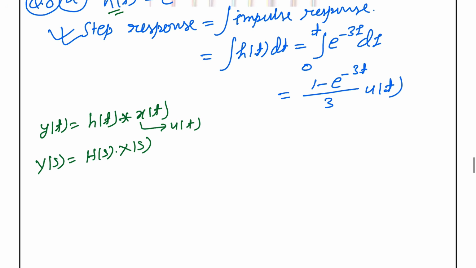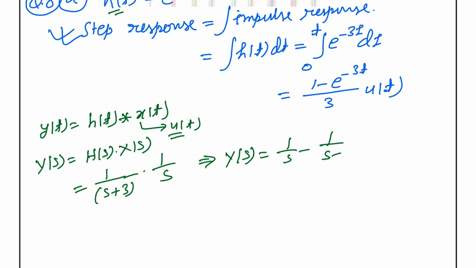Now, what will be the h of s? It will be simply 1 by s plus 3, and the x of s will be the Laplace of u of t, which is 1 by s. So, y of s can also be written as 1 by s minus 1 by s plus 3, whole times 1 by 3. Now, take the Laplace inverse of this, that will be your y of t.